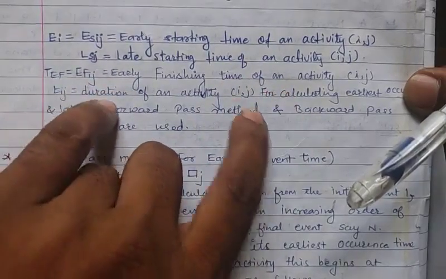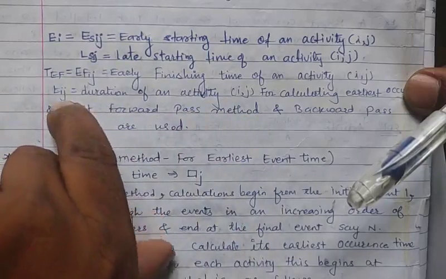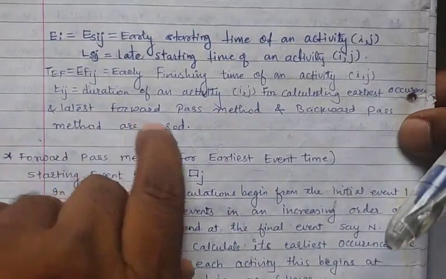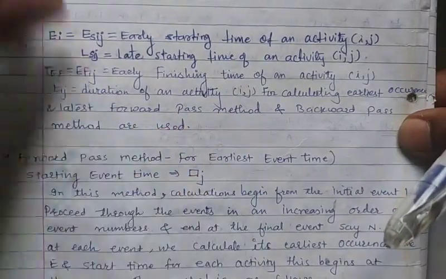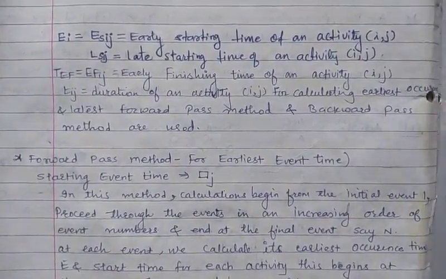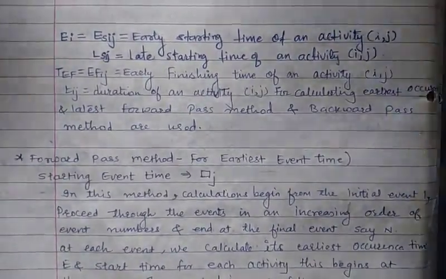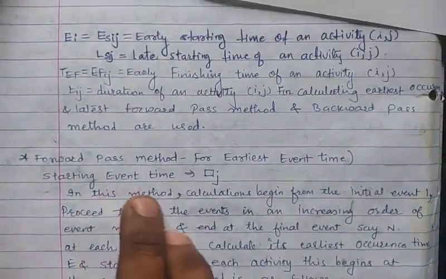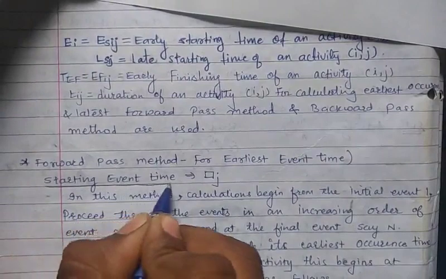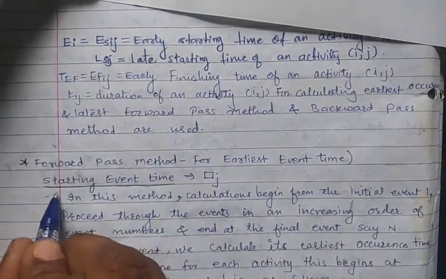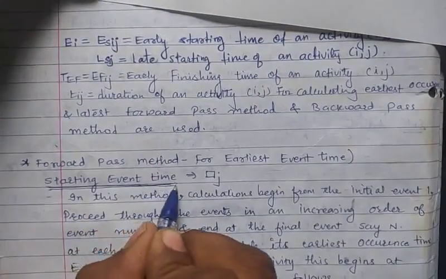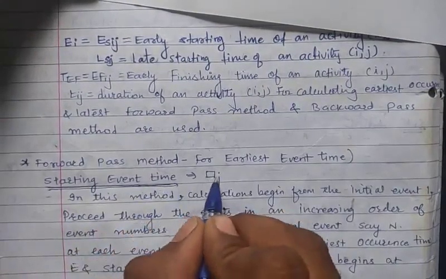Tij is the duration of an activity between i and j. For calculating earliest and latest occurrence, the forward pass method and backward pass method are to be used. Now we will see the forward pass method first. This is for the starting event. Remember, the forward pass method is always used for starting event time. The notation for that starting event time is a square and base j.